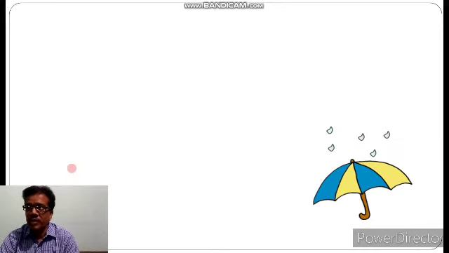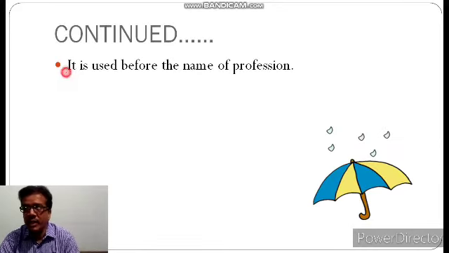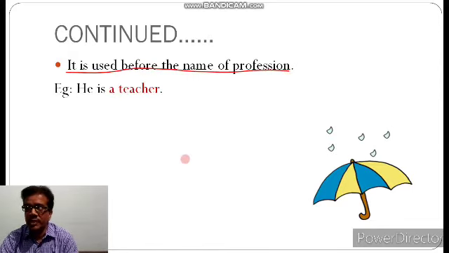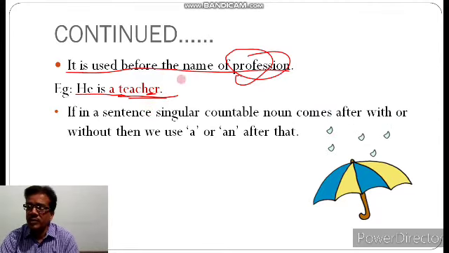Next, we are going to know where else it is used. It is used before the name of a profession. I hope you know the meaning of profession. Profession means what you do, what your parents do. In the example, you are looking at he is a teacher. Teacher is a profession, so we have used a here.